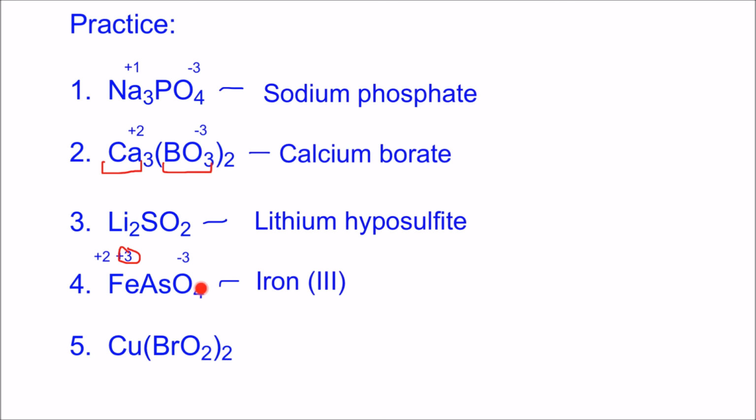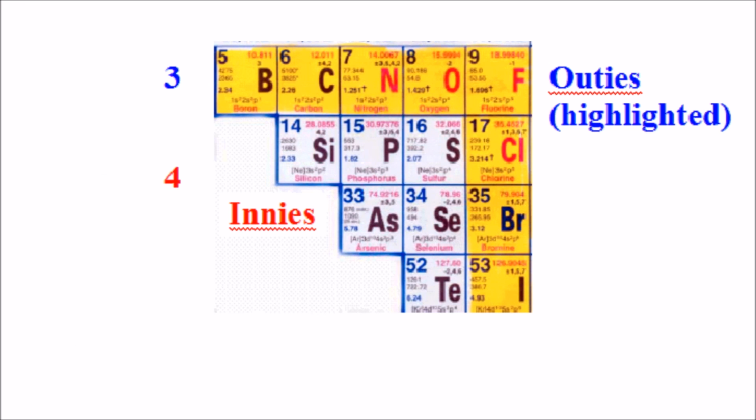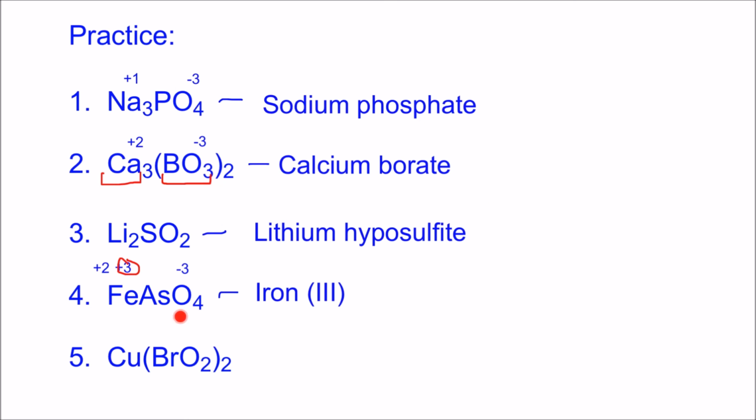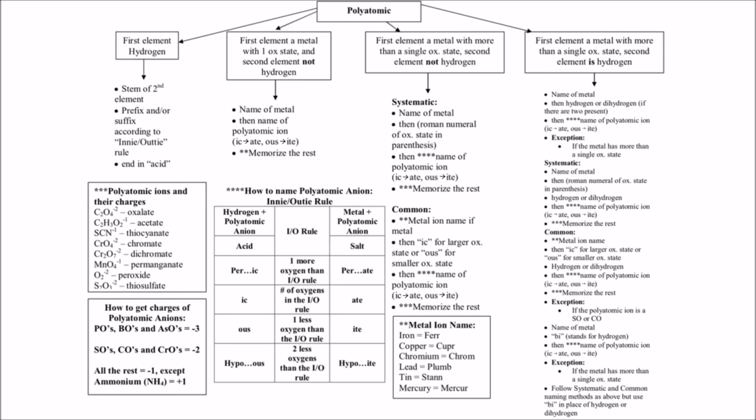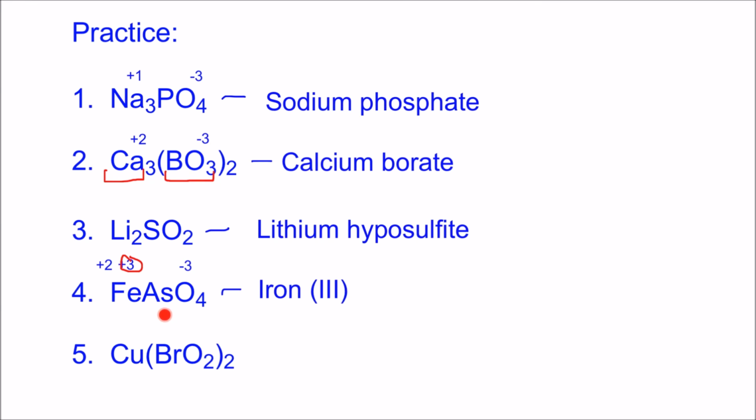Now we just need the name of this polyatomic anion. We're going to use the any-outy rule to help us do that. So we'll go look at arsenic. Okay, so here's arsenic right here. It's an any, which means it wants 4 oxygens. We have 4 oxygens. So if you have the number of oxygens you're supposed to in the any-outy rule, then we end with ate. So we're going to say the stem of our nonmetal, which is arsen, and then we'll finish with ate.